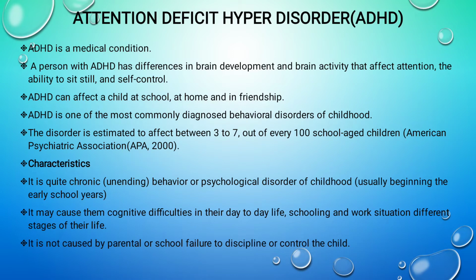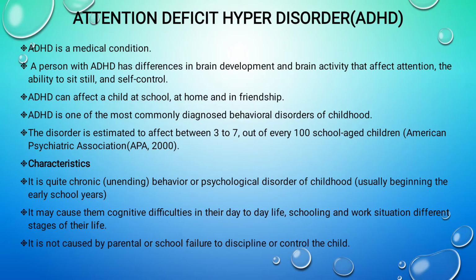What are the characteristics of this? It is quite chronic. We cannot cure ADHD, but we can reduce its impact. It may cause cognitive difficulty for the child to learn in school and to work in the future also. It is not caused by genetics alone, but sometimes due to other reasons also ADHD occurs in children. Now let us see the 3 major types of ADHD.